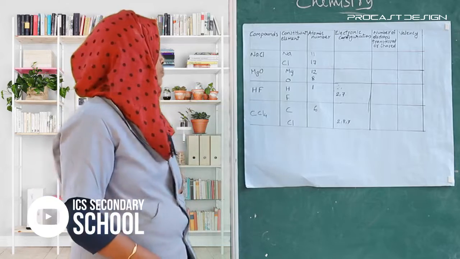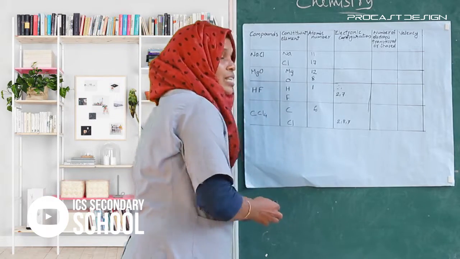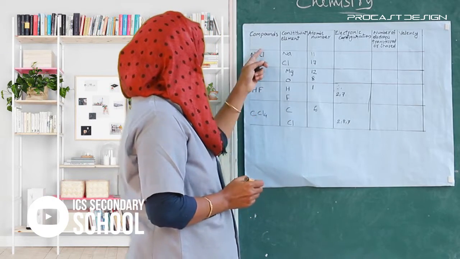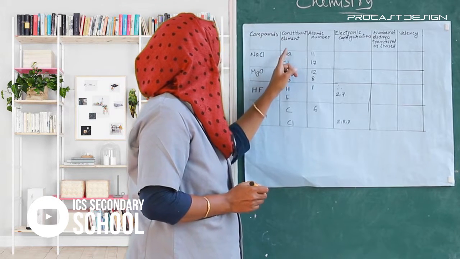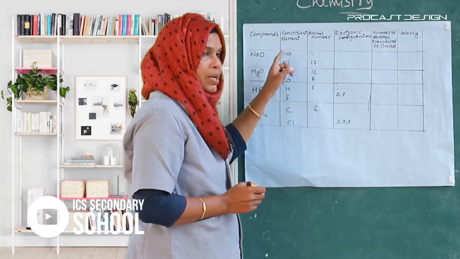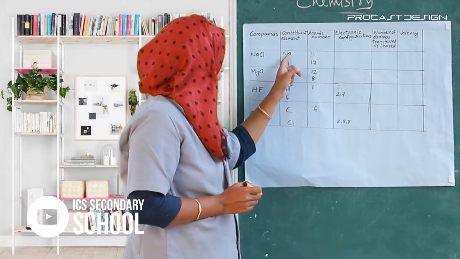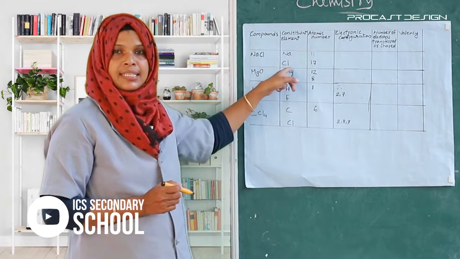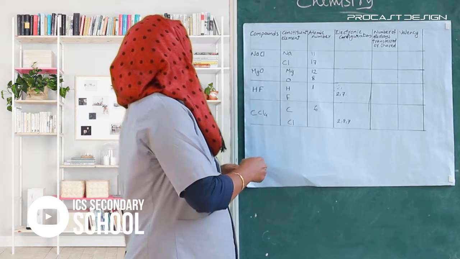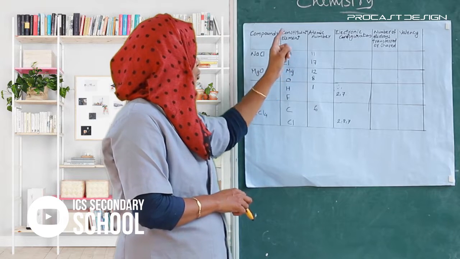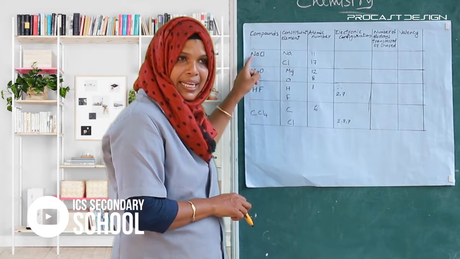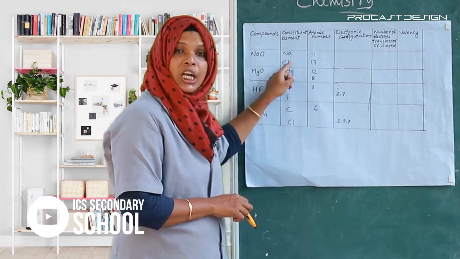First one, consider the compound sodium chloride. The constituent elements in sodium chloride are sodium, with symbol Na, and chlorine, with symbol Cl.